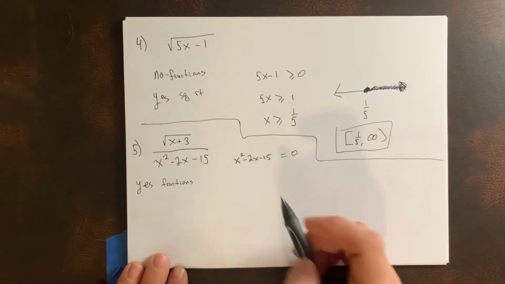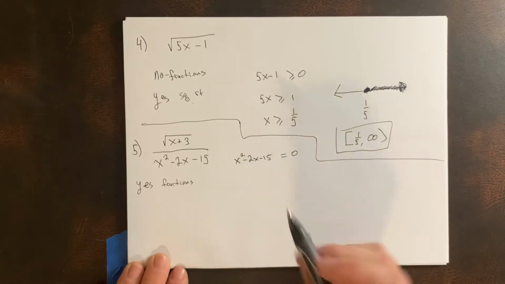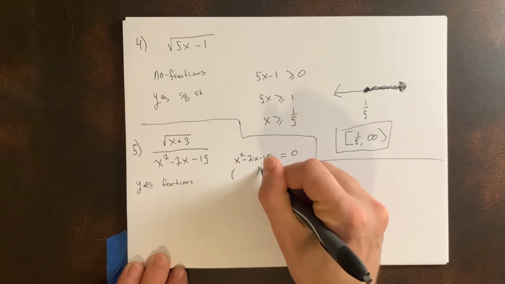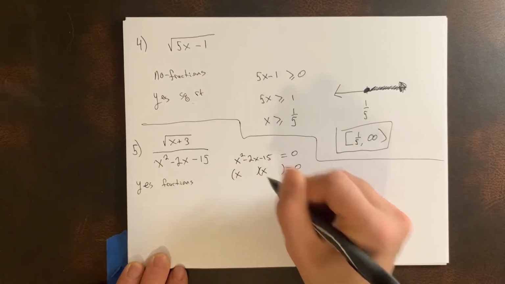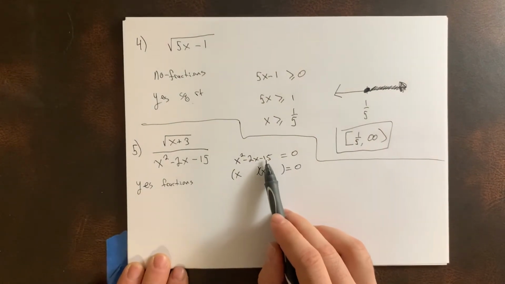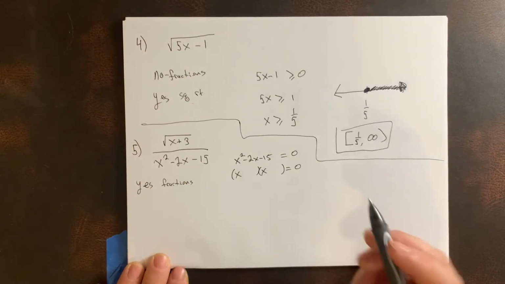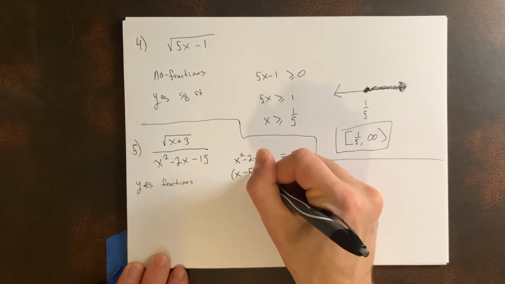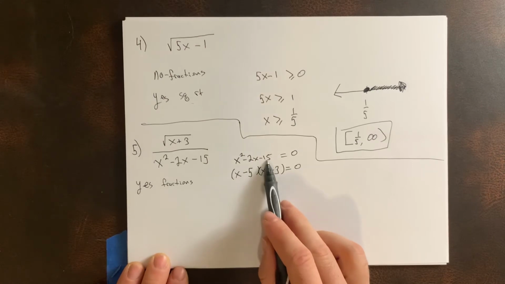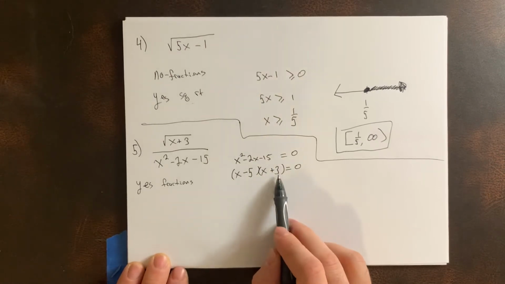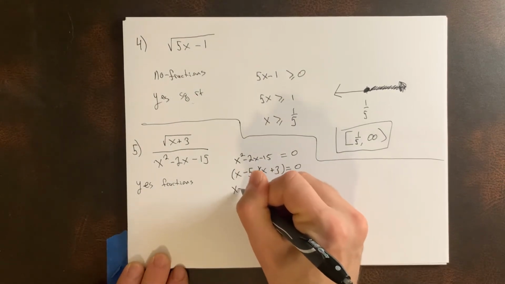So again, here we have to factor this. We see there's a 1 in front of our x squared, so we put 2 sets of parentheses. Always put an x here and an x here. And the numbers that multiply up to minus 15 but add up to minus 2 are negative 5 and plus 3. Negative 5 times 3 is negative 15. Negative 5 plus 3 is negative 2. And then we set each of these pieces equal to 0.